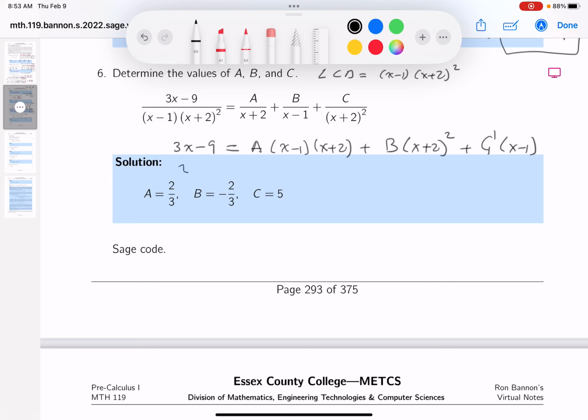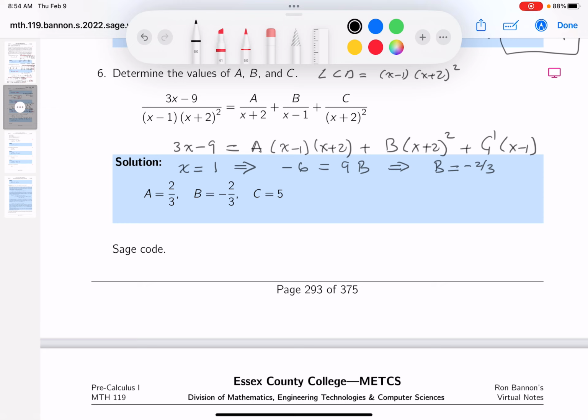I'm going to pick a number that's easy for me. I'm going to say 1 would be the simplest. What do you get there? 3 minus 9 on the left side, which is minus 6, equals, if I chose 1, two terms disappear, the terms involving A and C, and we're left with B times 3 squared, which is 9B. Fairly simple. B is going to be equal to minus 6/9, or minus 2/3. So I found B.